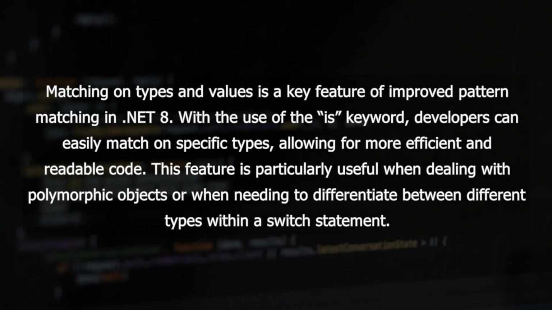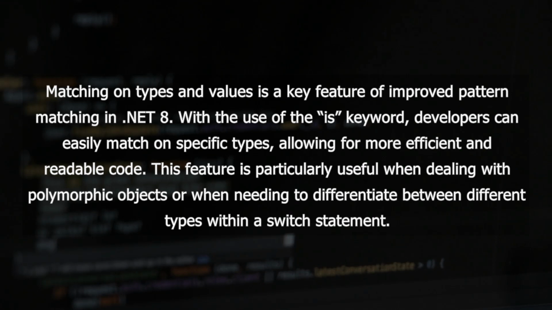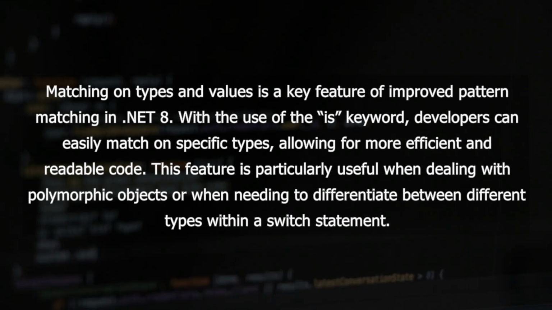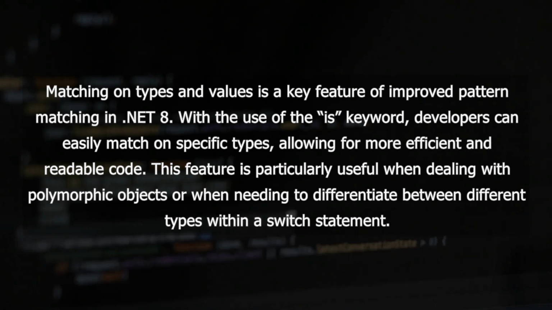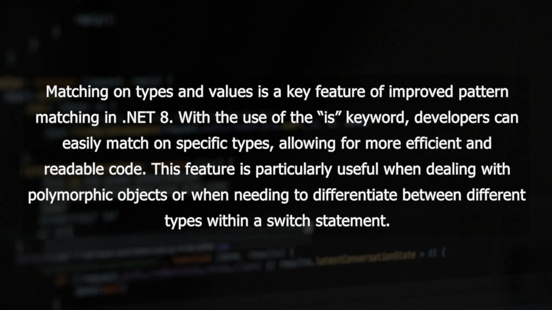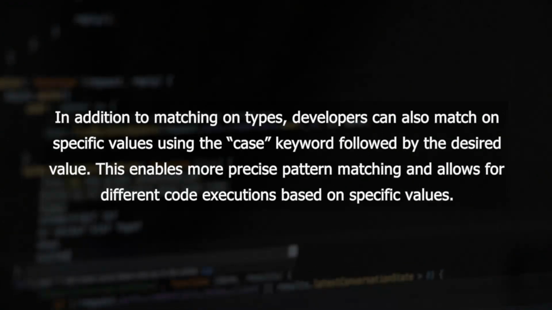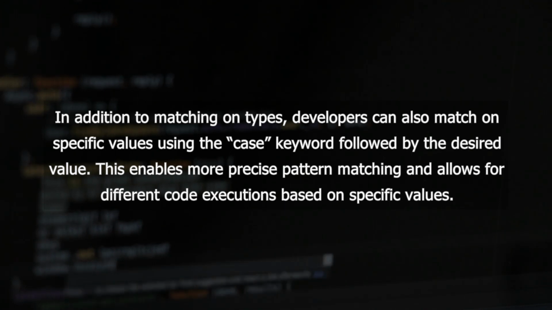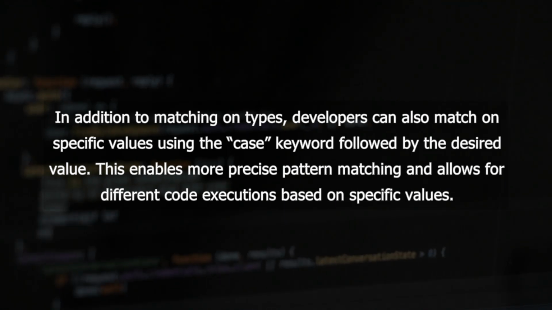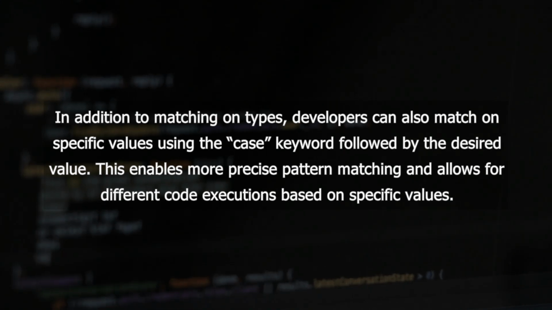Matching on types and values. Matching on types and values is a key feature of improved pattern matching in .NET 8. With the use of the is keyword, developers can easily match on specific types, allowing for more efficient and readable code. This feature is particularly useful when dealing with polymorphic objects or when needing to differentiate between different types within a switch statement. In addition to matching on types, developers can also match on specific values using the case keyword followed by the desired value. This enables more precise pattern matching and allows for different code executions based on specific values.